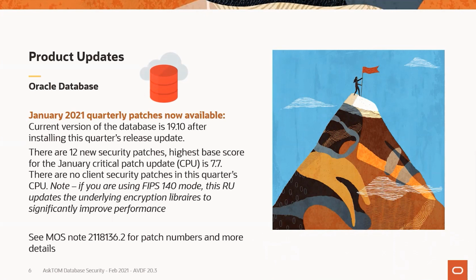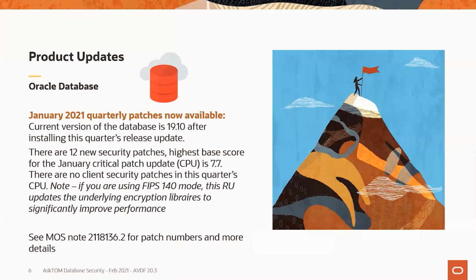There is one really nice little gift if you're applying the release update rather than the release update revision, and that is that in this quarter's release update, we have updated our cryptographic libraries, and we have made a change that significantly improves the performance if you are using FIPS 140 mode. And when I say significantly improved, with the limited testing that I've seen so far, we're talking an improvement of about 3x. So in the past, there was definitely a penalty that was incurred when you implemented FIPS mode. Now with release 19.10, that goes away. So we're really happy to get this out the door.